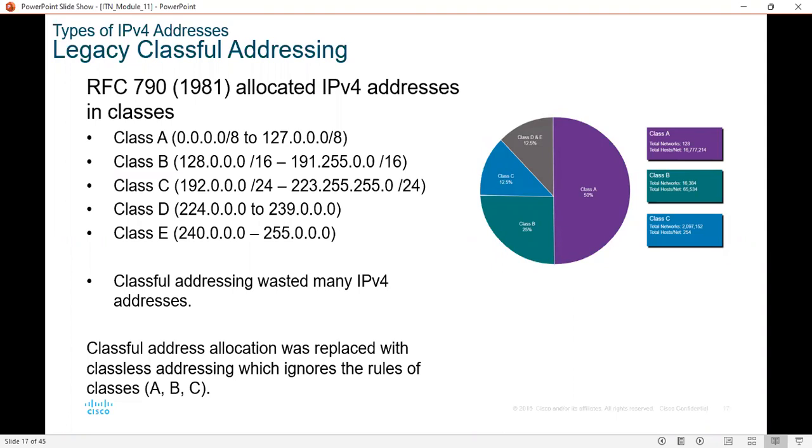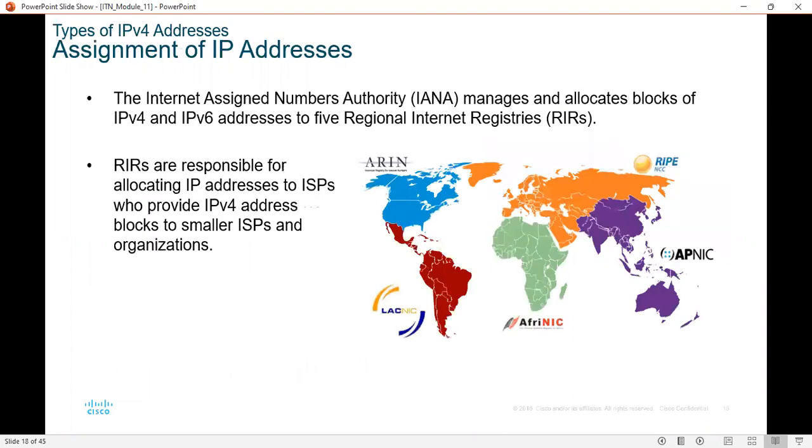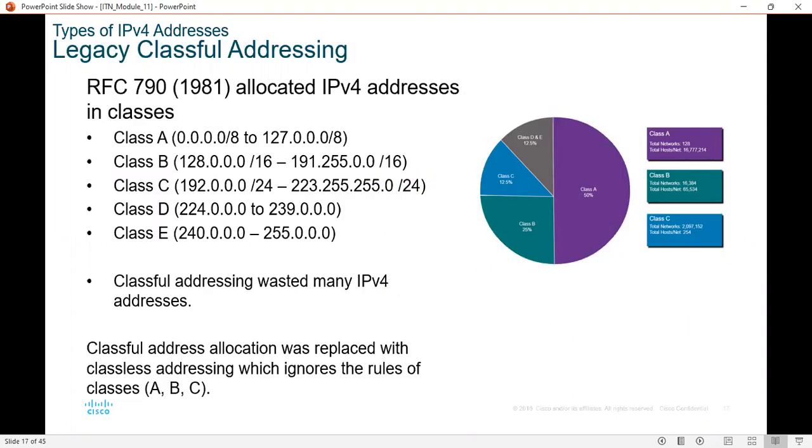Class D and class E, I think, are reserved for research purposes. But A, B and C are available. When we are talking about these classes, we are just talking about classful addressing. But when we start talking about classless addressing, then this rule does not apply.